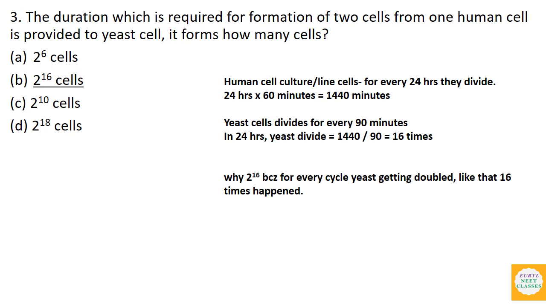When we are talking about doubling, we should take the base as 2. And we should give the exponent as the number of times it is dividing. In this case, within 24 hours, yeast is dividing 16 times. So we should take 2 to the power of 16. Based on this logic, the answer should be B, that is 2 to the power of 16 cells. Got it? Next.